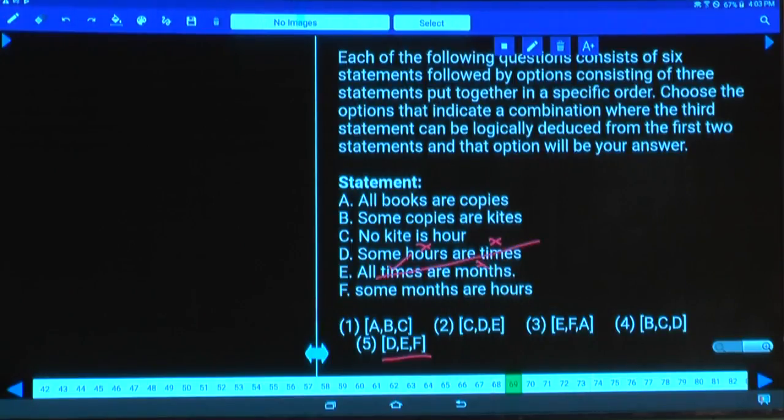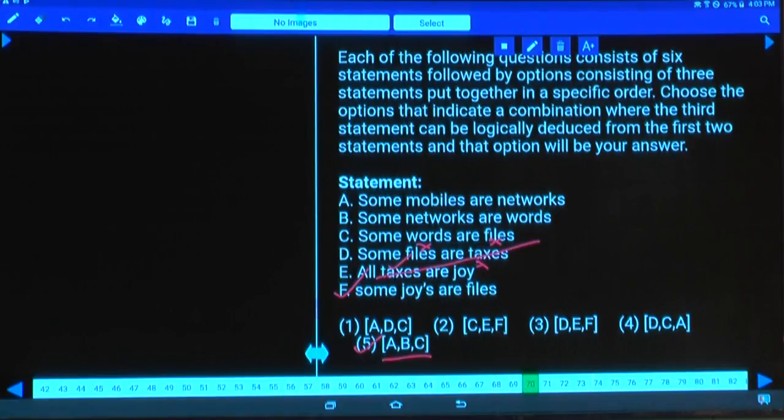Middle term time distributed, and some hours are months, some months are hours is definitely true. Choice 5 is the answer. Done with this? Now question number 69, choice 5. Then coming to question number 70, A, D and C. Now A, D and C, if you observe here, A is mobiles, cross and cross, and D is files and X.